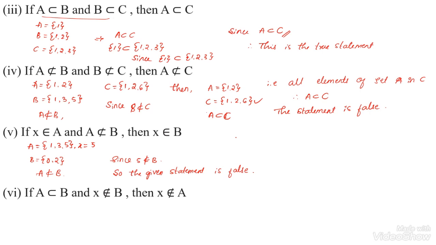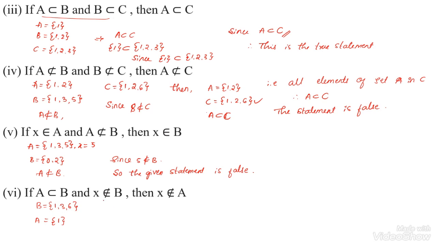Now, let us move on to the next question. Question number 6. If A is a subset of B, B is the greater set containing the elements 1, 3, 6 and A is a set containing 1. A is a subset of B.